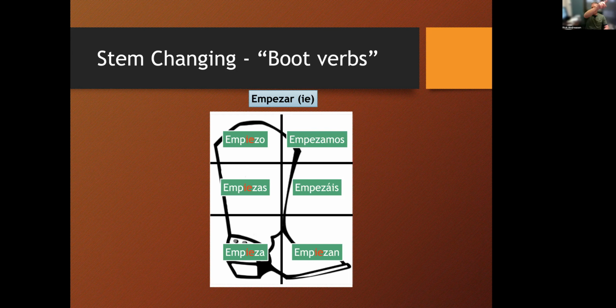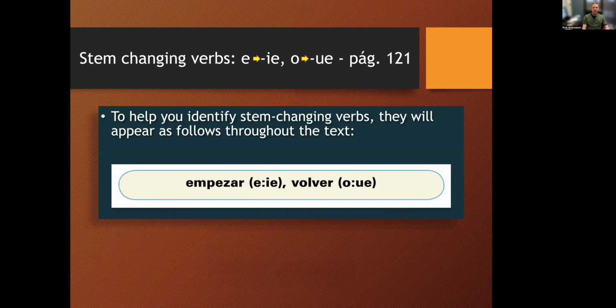Okay, so the whole left side and the bottom right side of the verb tree, what would fit in the shape of a boot, are the ones where the stem changes. So for empezar, we have IE in parentheses, meaning that last vowel, the E in this case, is going to change to an IE. And only in the conjugations that fit within that boot does that happen. So these are called boot stem changing verbs. Okay, so let's go through a couple of these.